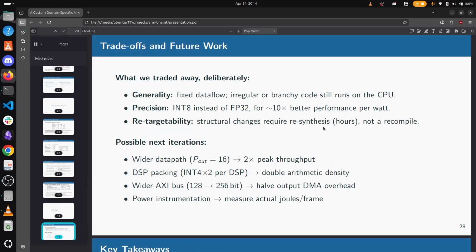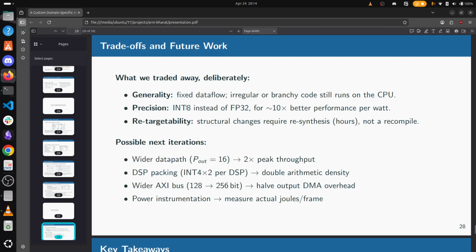So just to conclude with everything, what did we trade away? We traded away generality. So that means we cannot run any other algorithm. We cannot run any random workloads on our accelerator. We can only run CNN models on our accelerator. So there will be no if-else statements. You cannot do computations or any other algorithm other than CNN algorithms.